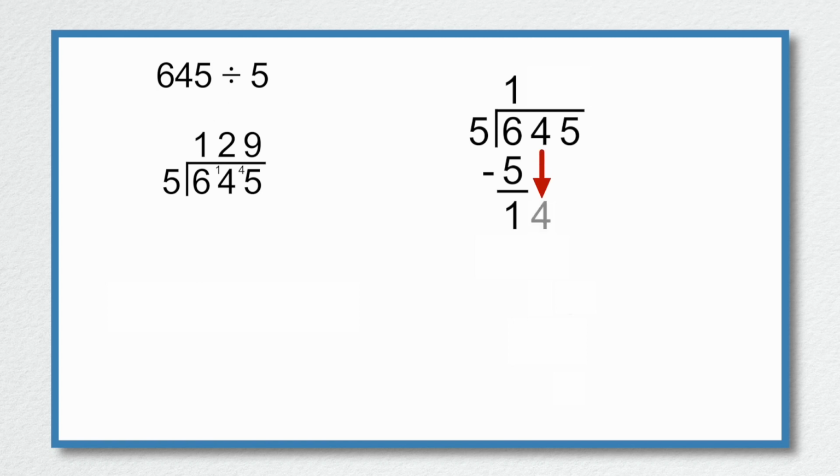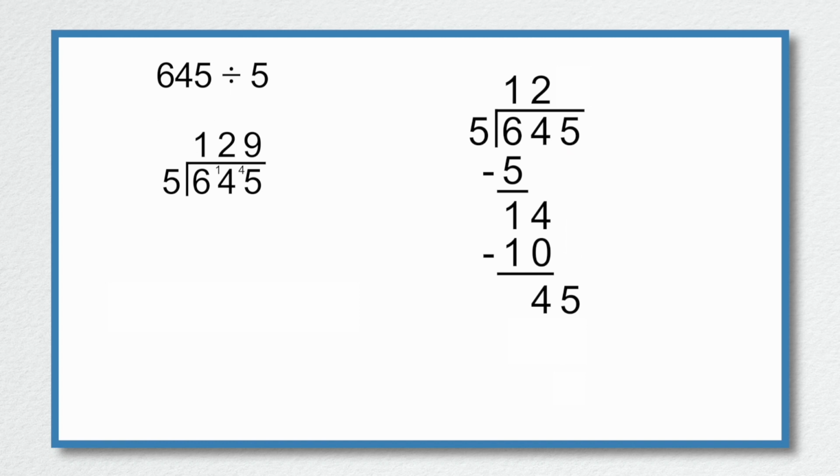We now bring the 4 down. 14 divided by 5. 5 into 14 is 2, because 2 fives are 10. And if we take that 10 away from 14, we get our remainder of 4. We now bring the 5 down.